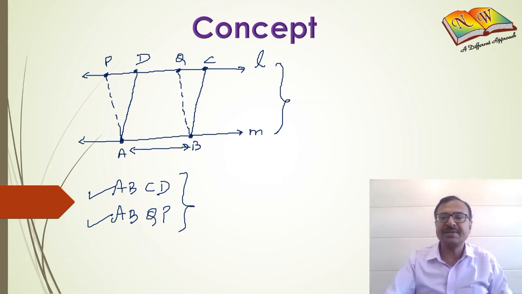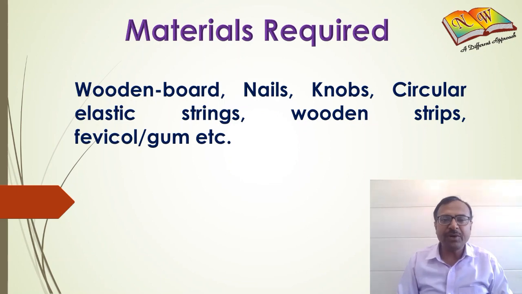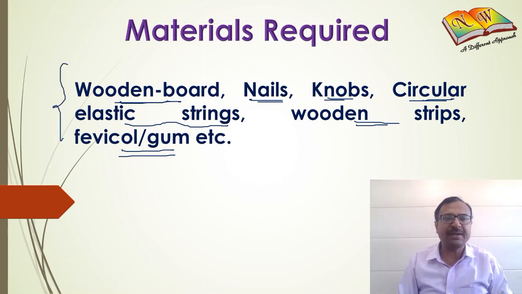And now let's see what material we have to use to conduct this activity. We need a wooden board, some nails, knobs, a circular elastic string, wooden strips, and gum for pasting work. Let's perform this activity now.